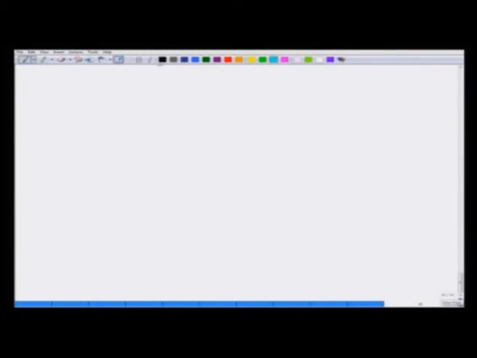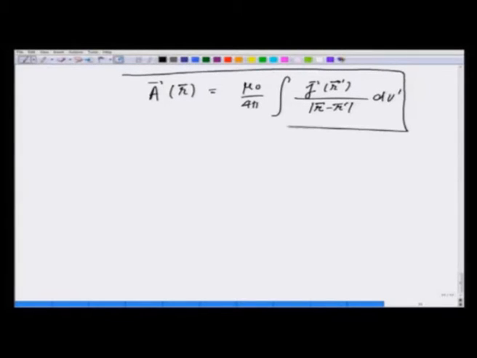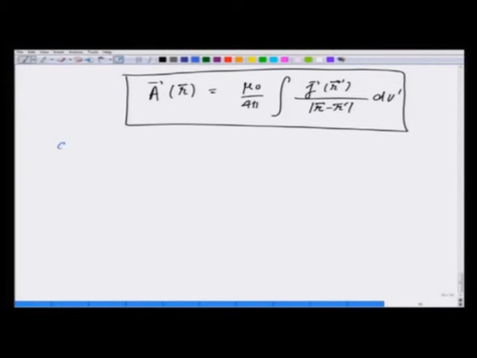To write it all together, what I have is then A vector at r is given as mu naught over 4 pi integral J vector at r prime over |r minus r prime| dv prime. That is the equation for vector potential. Very similar to the equation for electrostatic potential, except that now I have 3 components, because this is a vector potential. Once I know the current density, I can calculate from this the vector potential, and taking its curl, I can always get my magnetic field. Let us now solve a few examples.